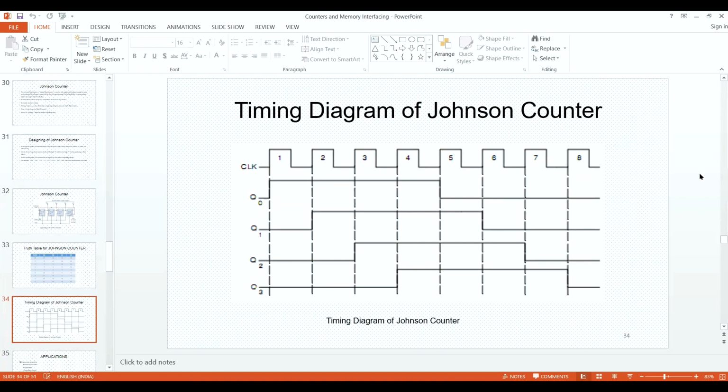There's a timing diagram of the Johnson counter. This timing diagram is very, very important. CSE students, those who are going to study microprocessor or microcontroller in their coming semesters, or if they already have some knowledge about microprocessor, microcontroller, this timing diagram is very, very important to understand. I made it clear in the previous video also, and this video also. So any query you can write in the comment section.